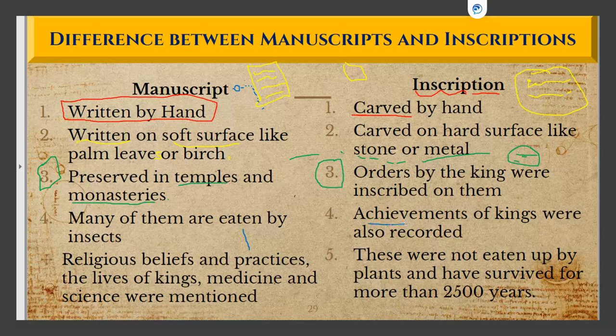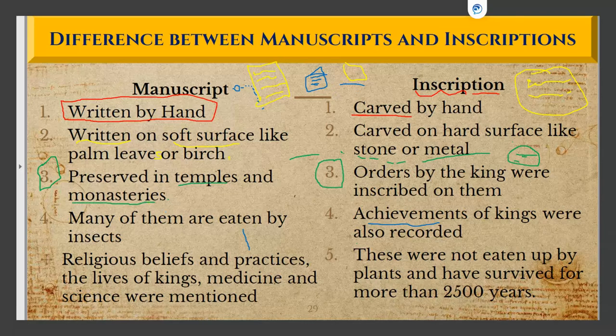But inscriptions were preserved, and sometimes, if the king won a district, he would write his achievements: how he won, when he won, and from whom he won.